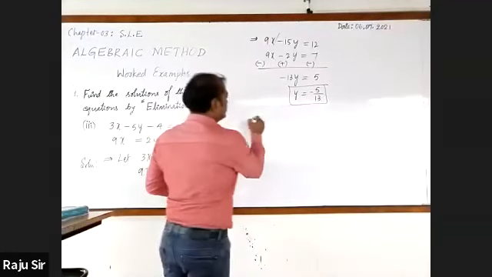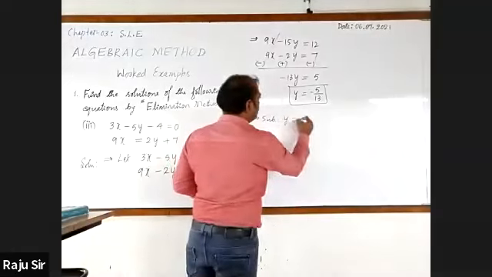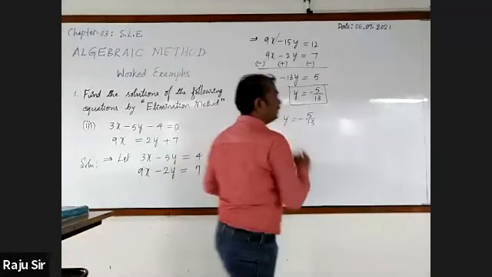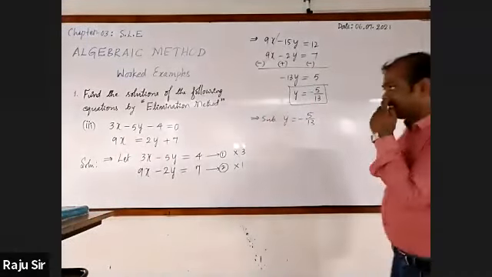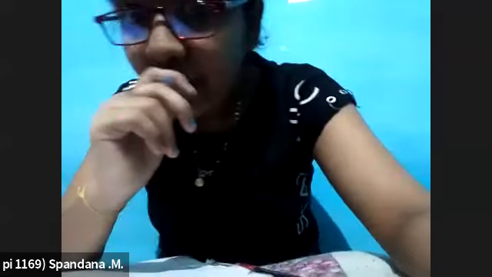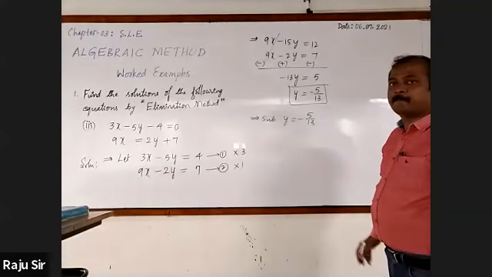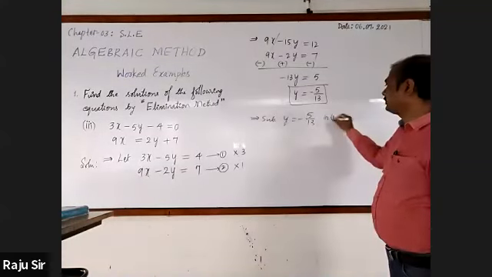Next, substitute y equal to minus 5 by 13 in which of the two equations? First or second? First one. Okay, let's go for taking the first equation.